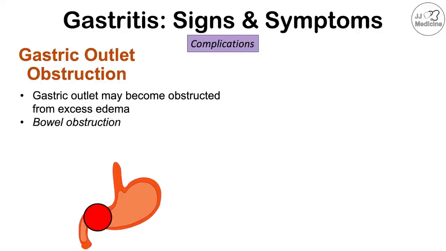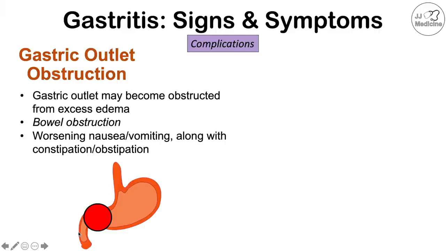This essentially leads to a bowel obstruction. There is an obstruction that doesn't allow food contents to pass. This can lead to worsening nausea and vomiting along with constipation and obstipation. So you can imagine that if nothing is going through past that gastric outlet, nothing is going to go through the gastrointestinal system, so there's going to be constipation. And then obstipation would be where a patient doesn't even pass flatus. So those can occur in severe cases of gastritis with a complication of gastric outlet obstruction.